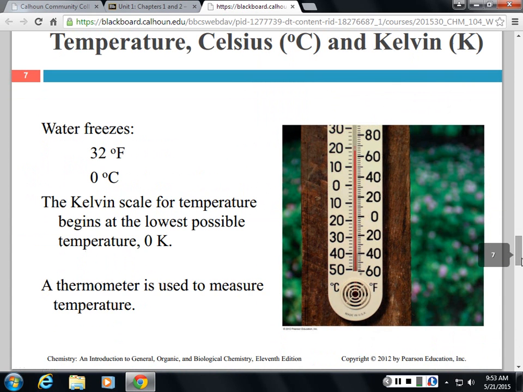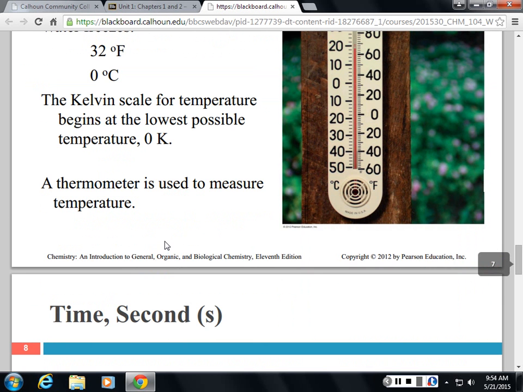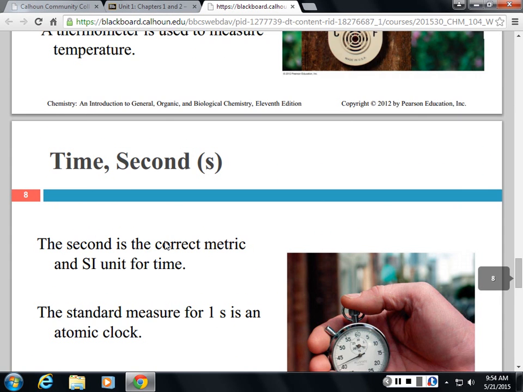Temperature: how hot or how cold is an object? We do this all the time. We use thermometers in the lab. We can use Celsius or Fahrenheit. Chemists typically use Kelvin, so you'll learn how to convert and what that means. But we usually use a thermometer to measure temperature.